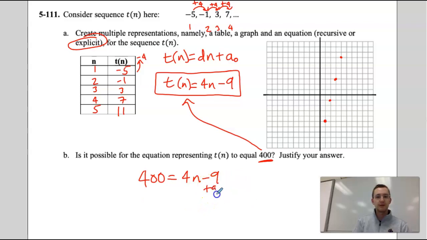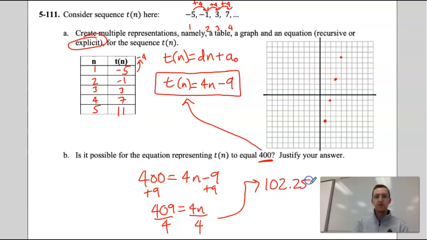So our first step, we're going to add 9, we're going to add 9, so we get 409 is equal to 4n. Next, we got to divide by 4, so if we move this up a little bit, we should get 102.25 equal to our n value.